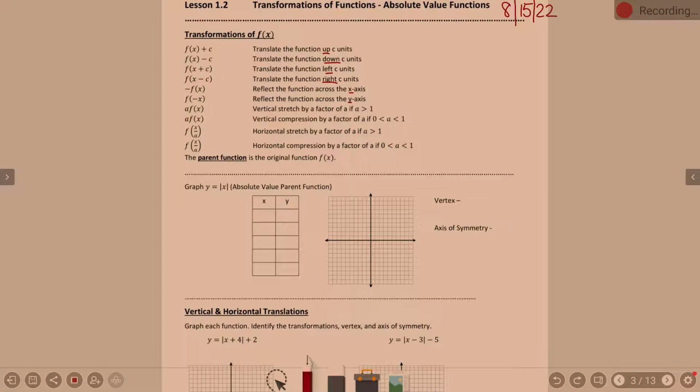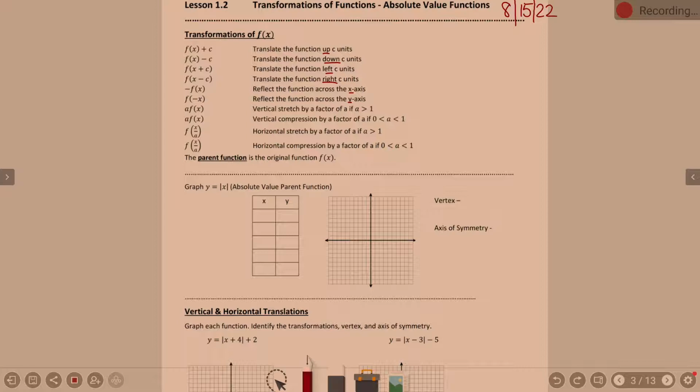And I forgot to tell you, how do we know if it's a stretch or compression here? Well, if the number is bigger than 1, it's going to stretch it. If the number is less than 1, it has to be positive, but we're going to compress it down. Same thing is true on the horizontal stretch and compression. Number bigger than 1 is horizontal stretch. Number smaller than 1 is horizontal compression. Now, horizontal stretch. Where's horizontal stretch going to take me?